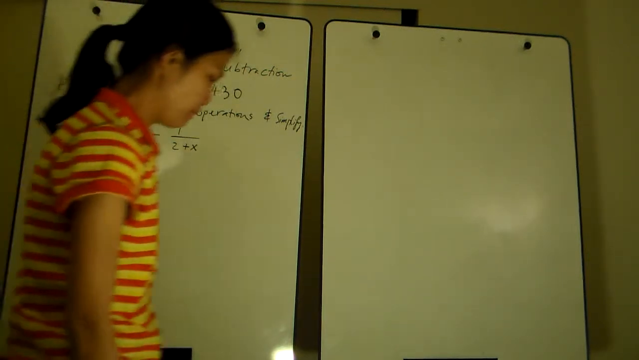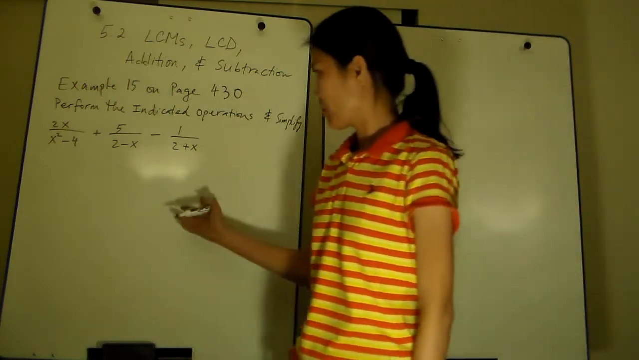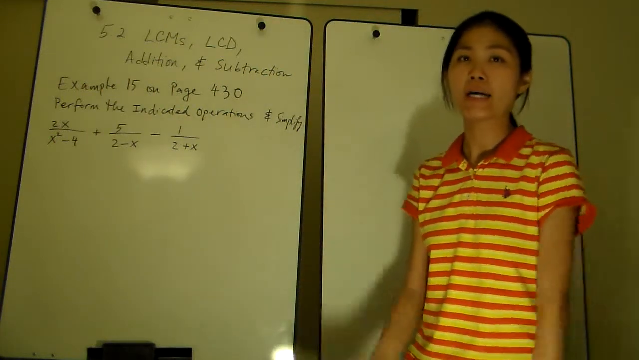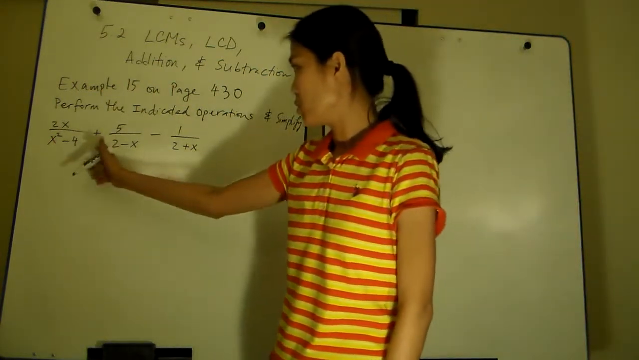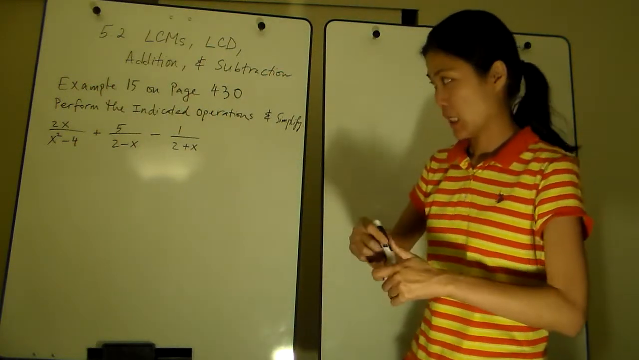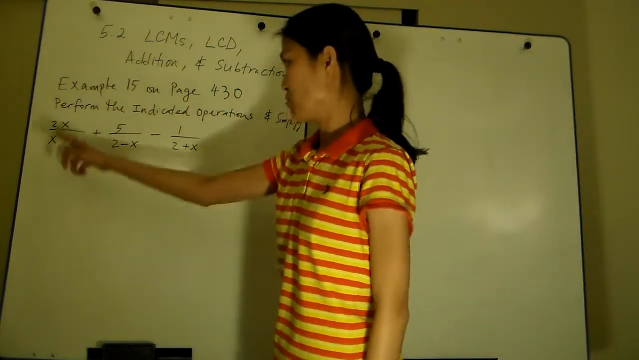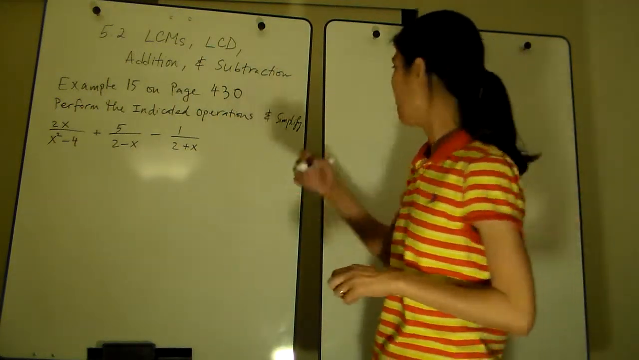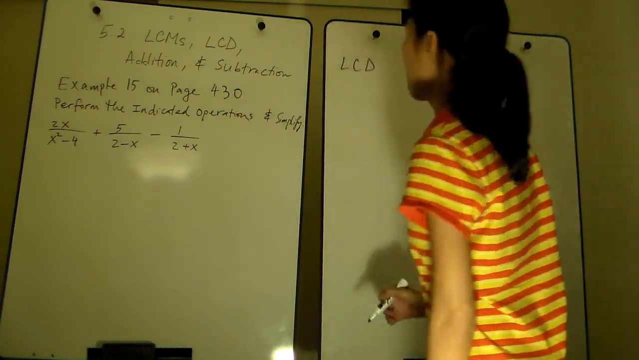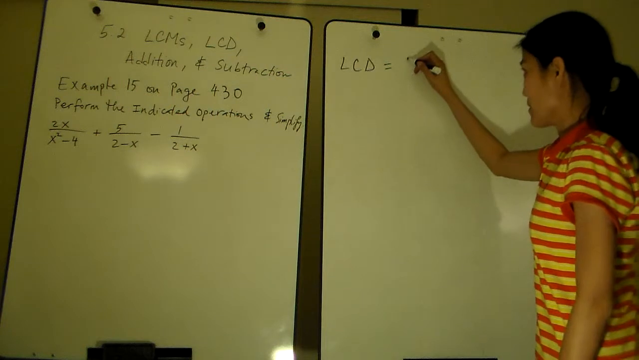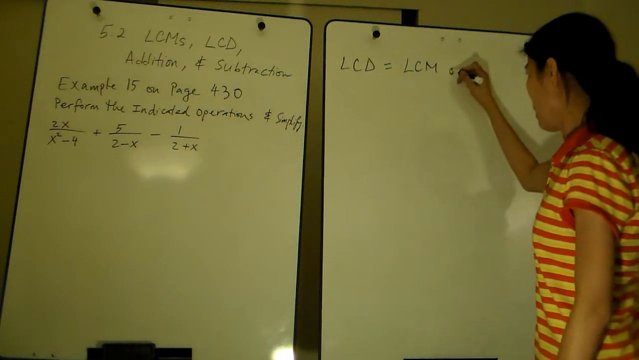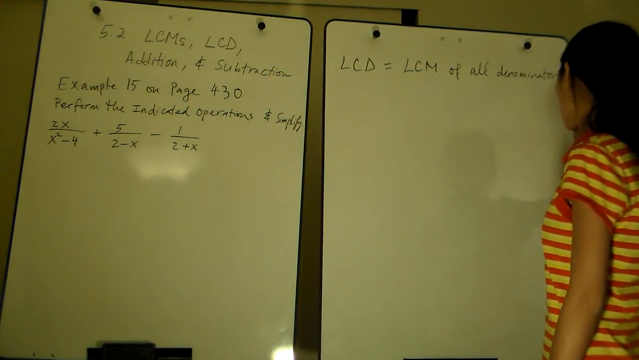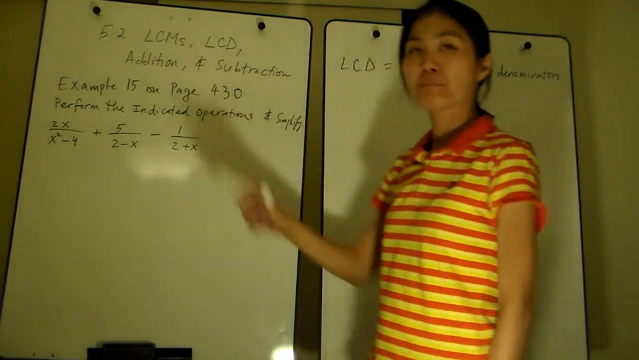Alright. Now, you're working with fractions, right? One thing you need before you can combine these fractions to perform the addition or subtraction, is all these fractions must have the same denominator, or we call it least common denominator, LCD. And LCD is the same as the LCM of all denominators. And we learned LCM earlier, okay?